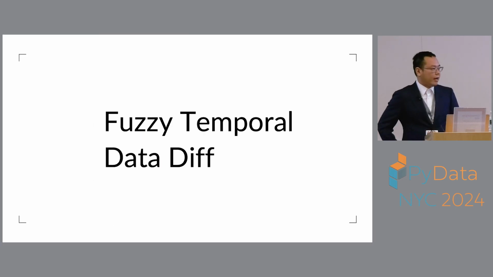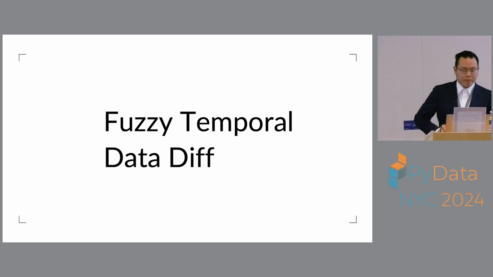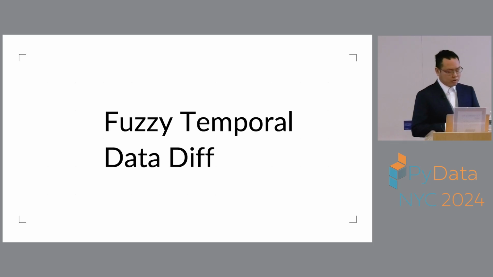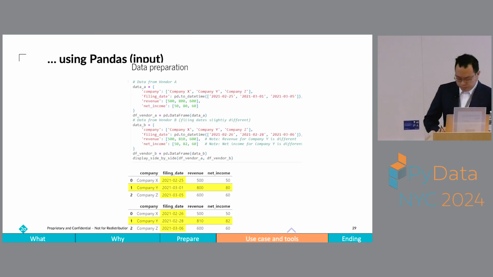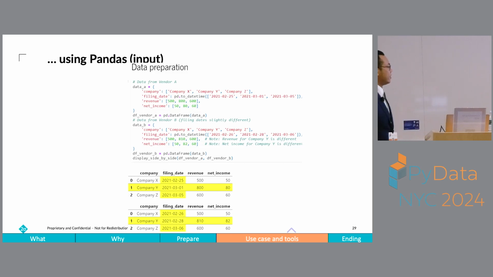So the third use case is, because I'm coming from a hedge fund, basically all of the data that we deal with is sometimes serious. I wanted to talk about a special type. I call it fuzzy temporal data-diff. So I wanted to give some context here.